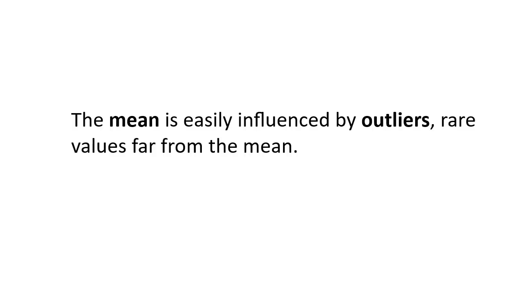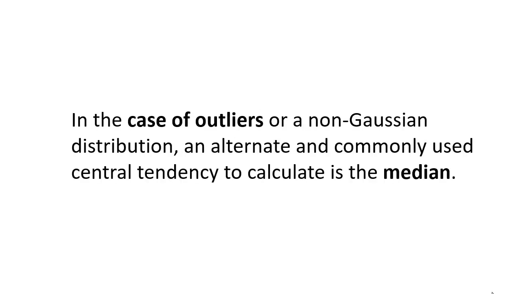The mean is easily influenced by outlier values, that is, rare values far from the mean. These may be legitimate rare observations on the edge of the distribution or errors. Furthermore, the mean value can be misleading. In the case of outliers or a non-Gaussian distribution, an alternative and commonly used central tendency to calculate is the median. The median is calculated by sorting all the data and then locating the middle value in that sample.